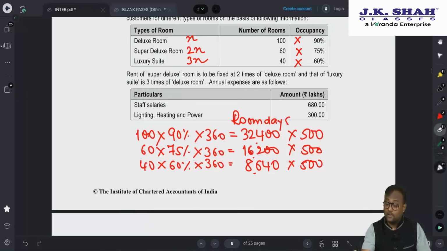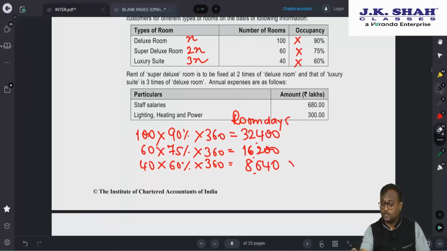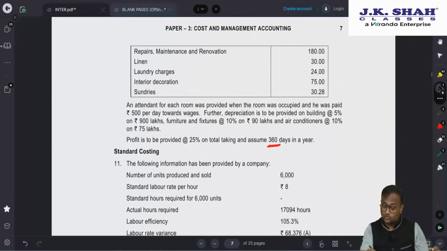Why am I using this? See, you will get the total. You will get the total cost. You have depreciation also, no? So, depreciation can also be charged on these cost structures.